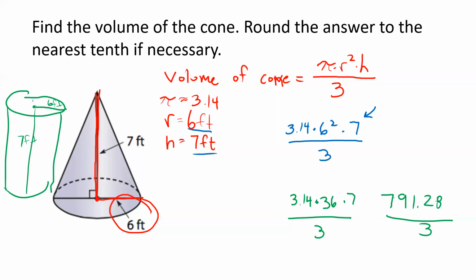So now our last step is to divide this by 3. We're going to go 791.28 divided by 3, and you get the final answer of 263.76. Let's round to the nearest tenth. So we're going to round to the 10th. That gets rounded up to an 8 because the number to the right is 5 or greater, and when it's 5 or greater, you round up.